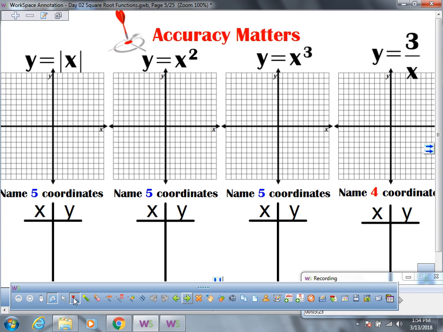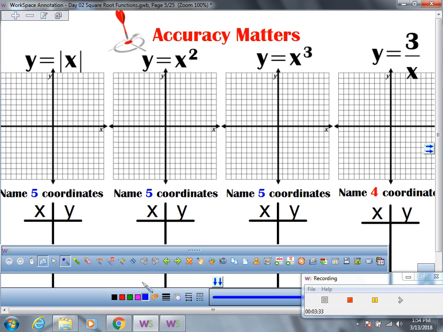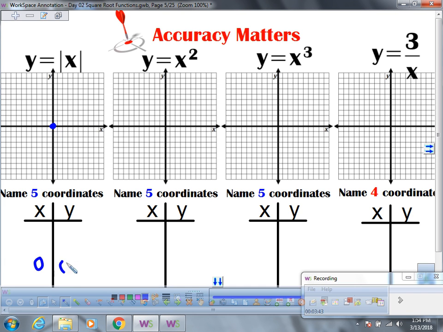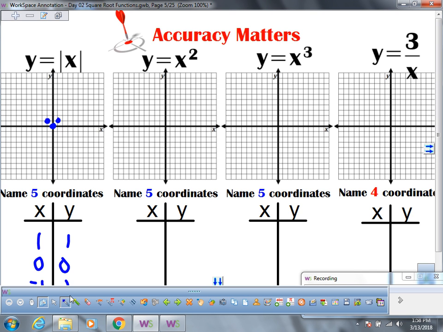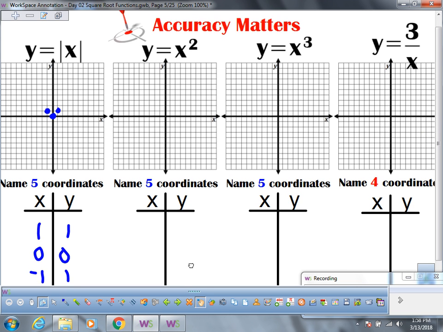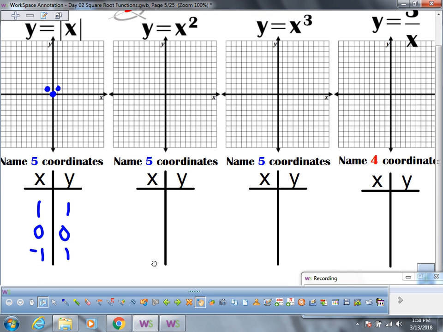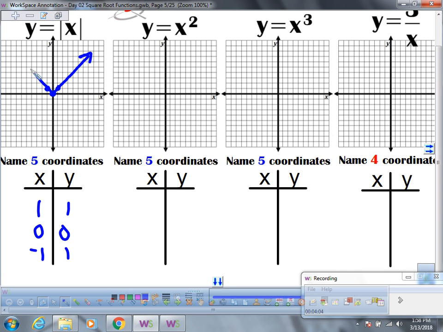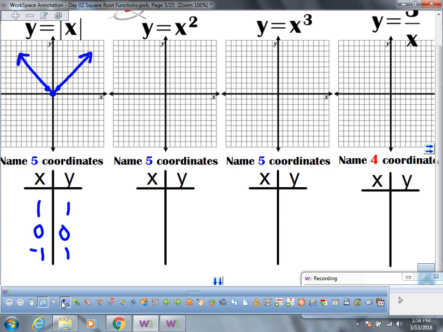All right. So technically, I really don't need 5 coordinates to do a square root function. My vertex or my origin is always going to be at 0, 0. If I go over 1, I go up 1, 1, 1. And if I go to the left 1, I also go up 1. So negative 1, 1. Let's just lift this up just a little bit. All right, that's all I need. Straight line.